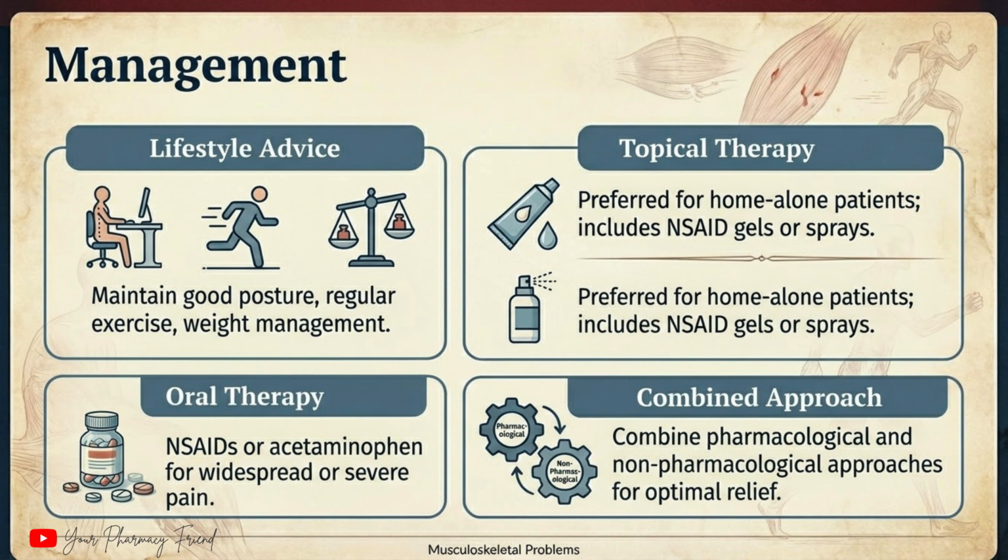Management of uncomplicated back pain includes lifestyle modifications such as maintaining good posture, regular exercise, and weight management. Pharmacological options include oral non-steroidal anti-inflammatory drugs or acetaminophen. Topical sprays or gels are especially useful for patients managing pain at home alone, as they do not require assistance for application. Combining lifestyle advice with analgesic therapy optimizes pain relief and supports functional recovery.